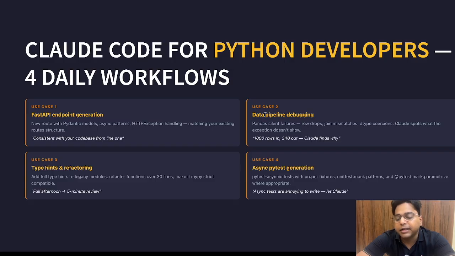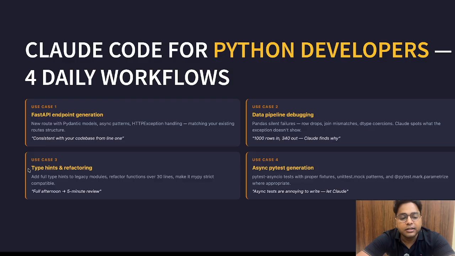Second use case is data pipeline debugging. So Pandas silent failures like row drops, join mismatches, these can easily be debugged. Claude spots what the exception doesn't show. So 1000 rows in, 340 out, Claude finds out why, and it finds out very fast.